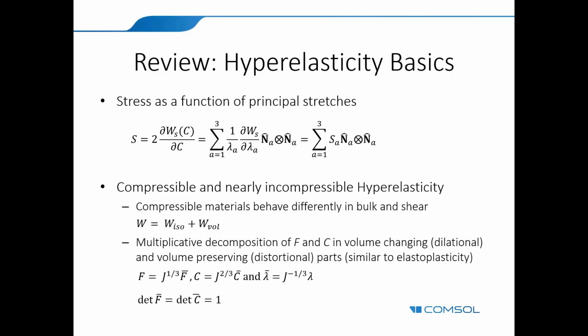The deformation gradient, the right Cauchy-Green tensor, and the principal stretches are all represented using a multiplicative decomposition, as shown here, which means F, the deformation gradient, is represented as a product of the volume changing part and the volume preserving part, F bar. As a result, the determinant of F bar is 1. Same goes for the right Cauchy-Green tensor and the principal stretches. The strain energy density function and the corresponding second Piola-Kirchhoff stress tensor are also represented as a sum of the isochoric part and the volumetric contribution, like you see in the equation here.